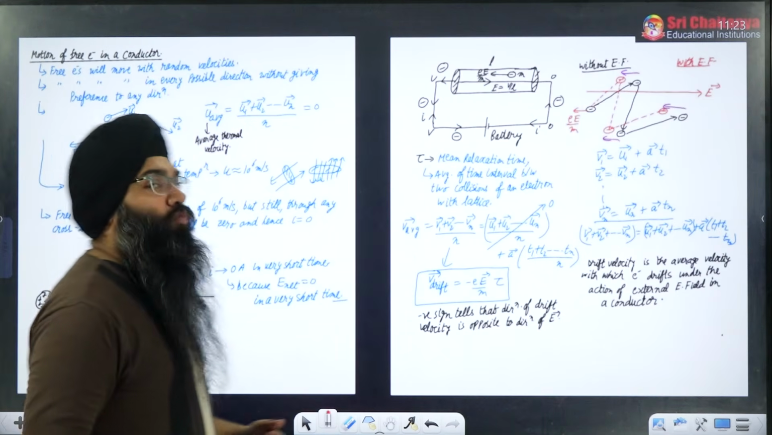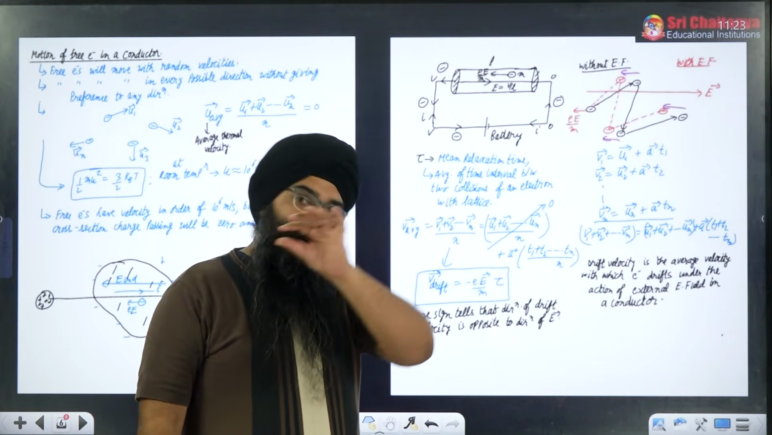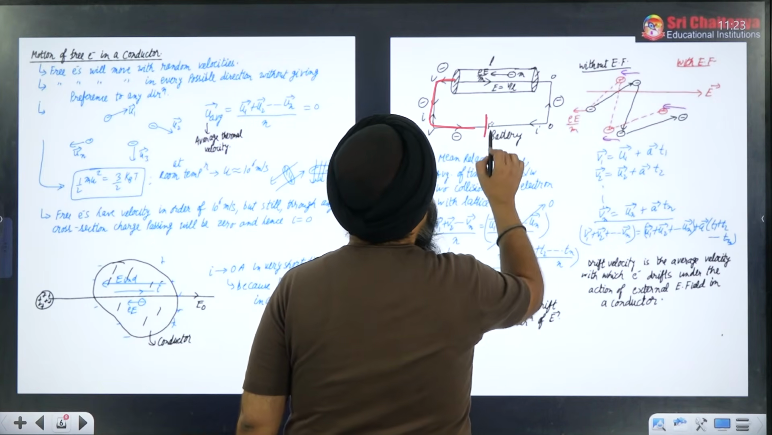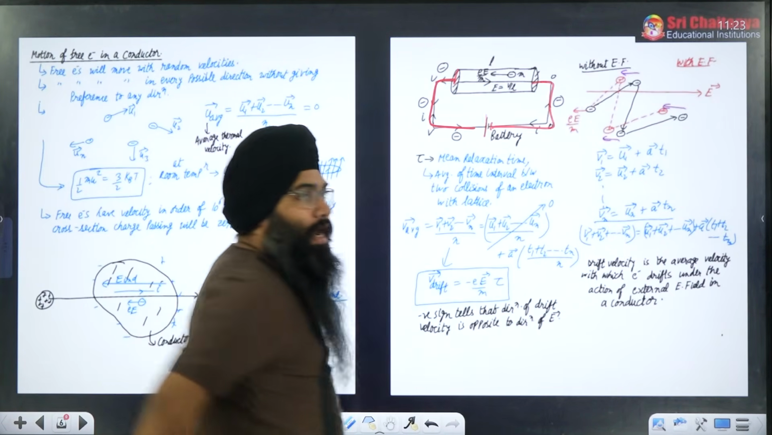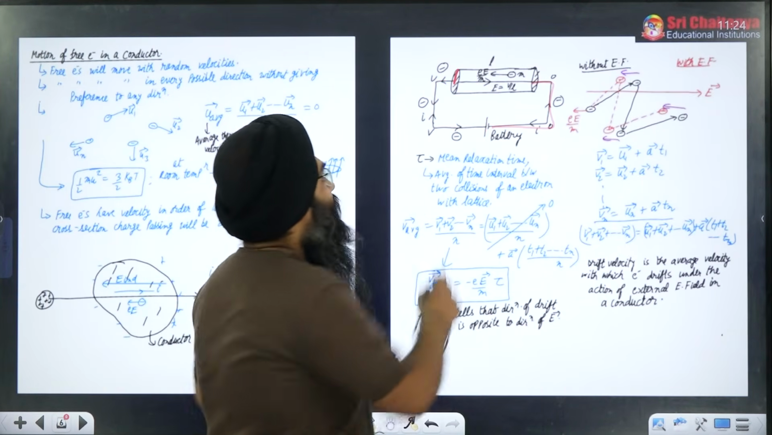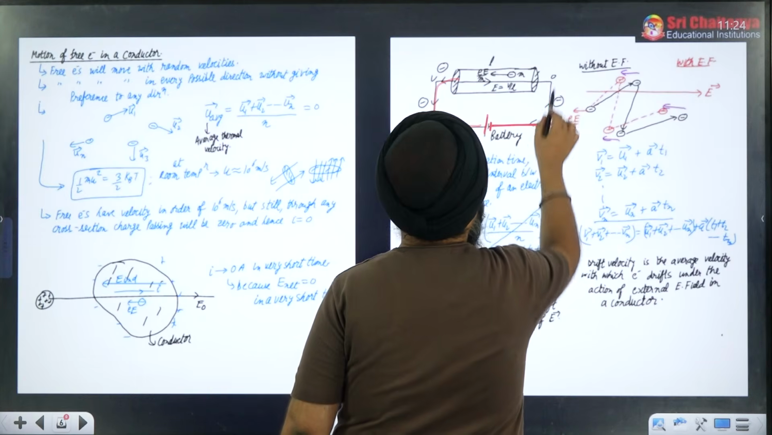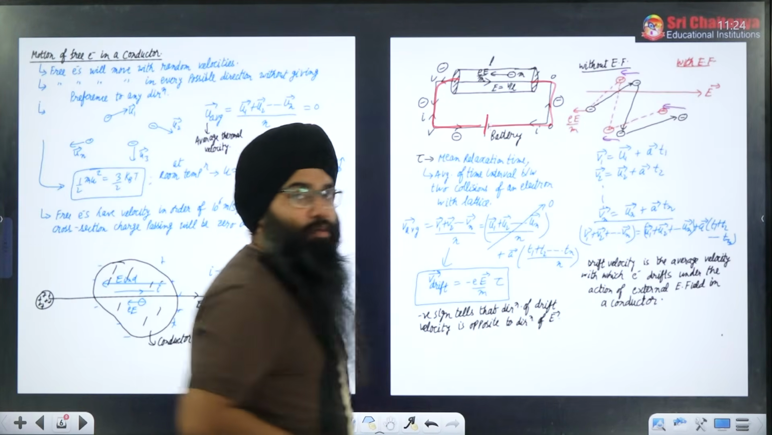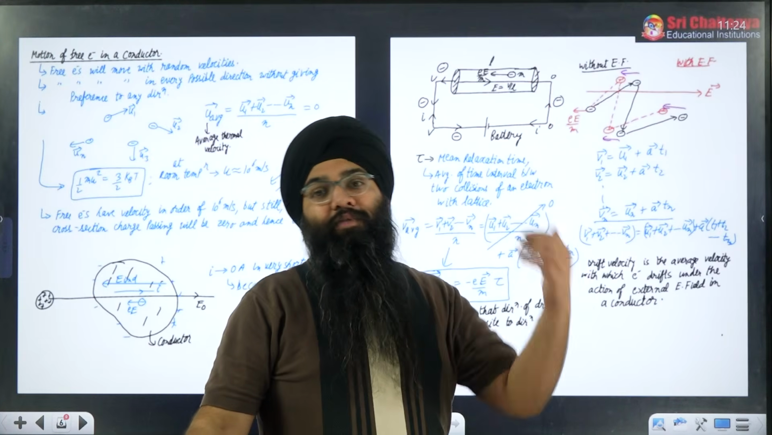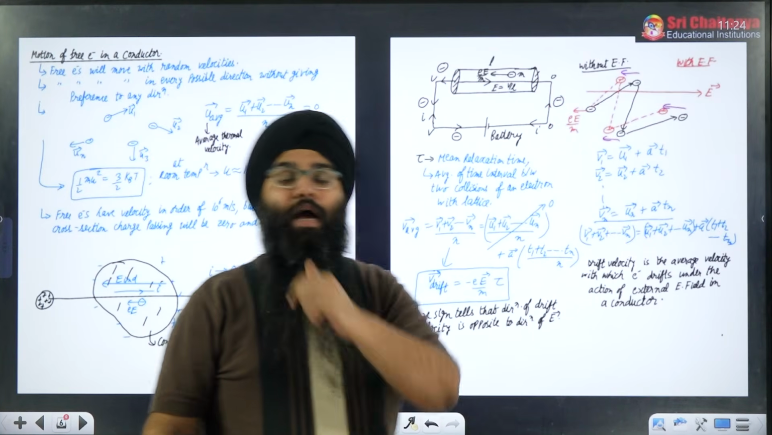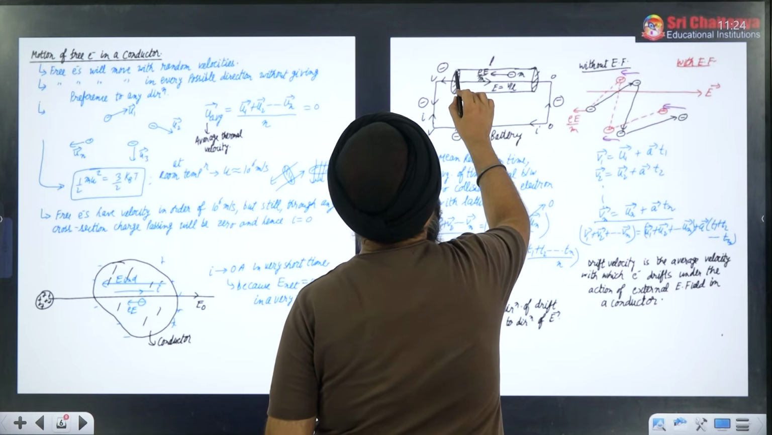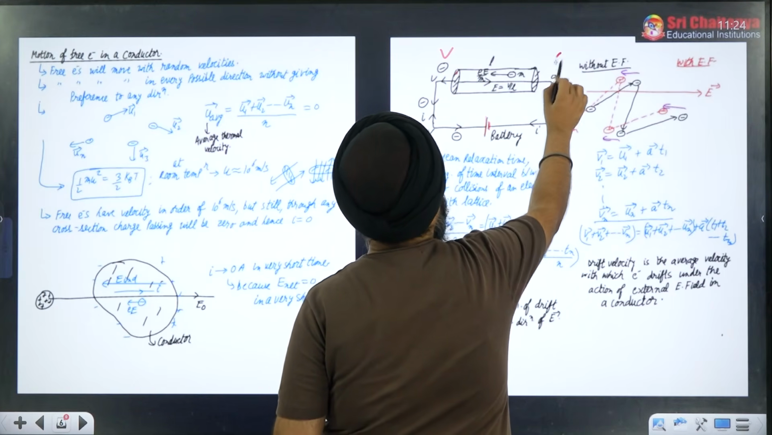Now, if current has to flow in a particular wire, you have to apply a potential difference across the two ends, and that potential difference will be provided by the battery. Whenever you apply a potential difference across the two ends of the conductor, directed motion will start and the electrons will start drifting from lower potential to the higher potential. Why will it happen? Because the battery has provided a constant potential difference. Here the potential is V, here the potential is 0.